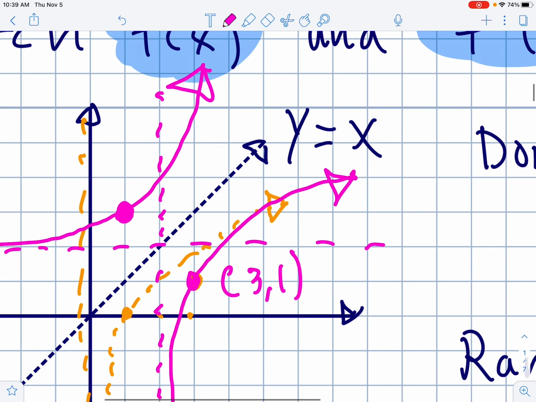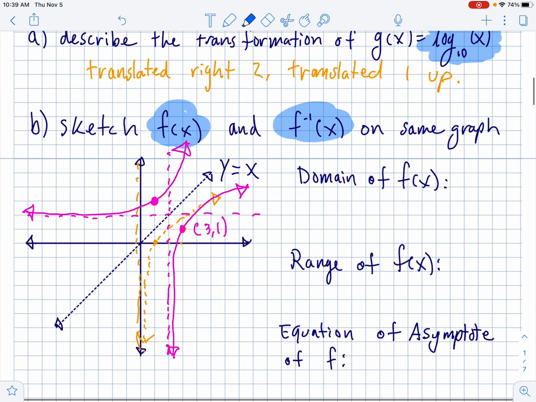Hey, you guys, do those two lines look like reflections of each other over the line y is equal to x? Sure does, Jolly. Nice work, as usual.